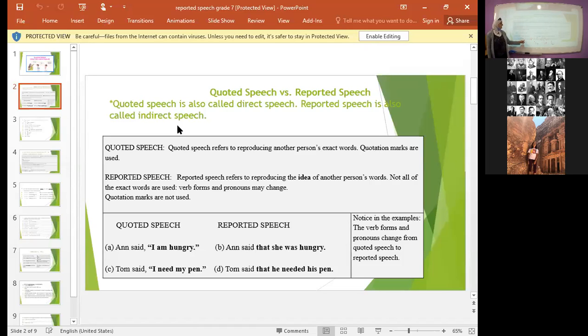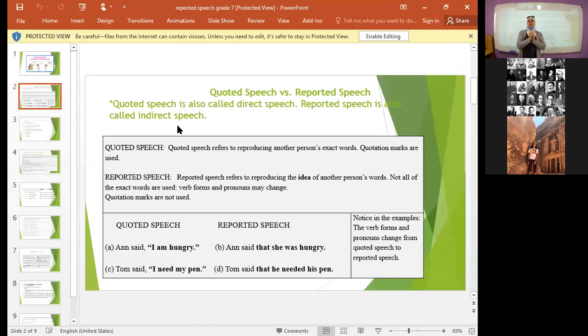Look at the original sentence. Tom said, I need my pen. How many changes here? So what did we change? Tom stays the same. How do we change this I? Into he. We change I into he. I need my pen becomes what? His pen.